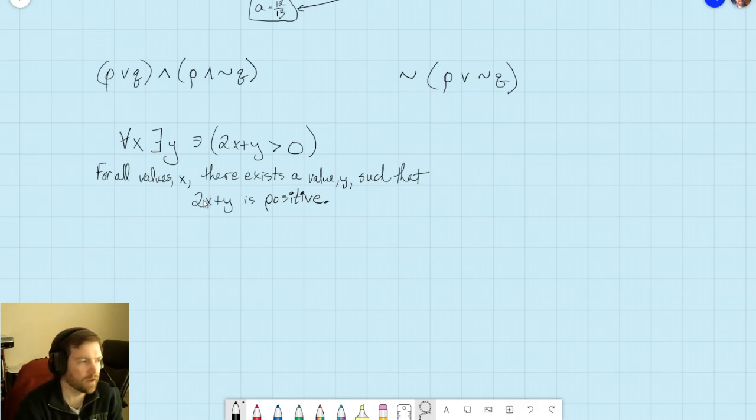So you're like, okay, I'm going to pick negative 5 billion. Having negative 5 billion multiplied by 2 is going to be negative 10 billion. And I'm going to pick a y like 10 billion and 1. And now 2x plus y is going to be a positive number. So all that I need to do is be able to say, no matter what x value you pick, I can always pick a y value that will make 2x plus y into some positive number.